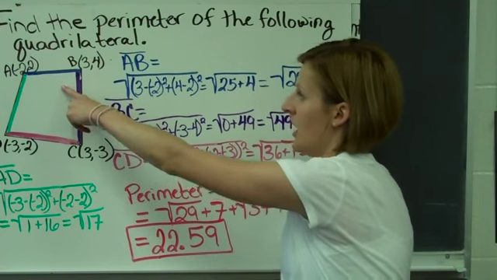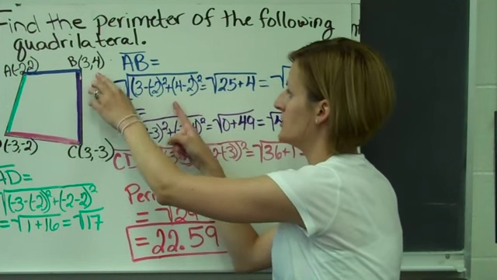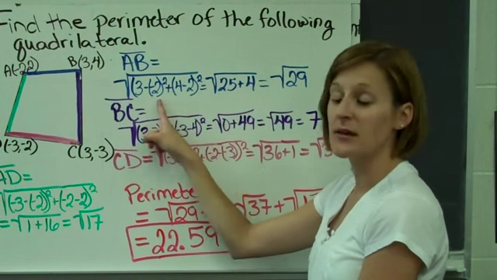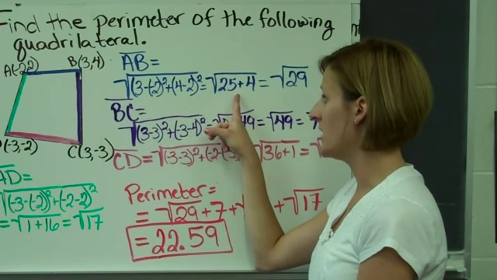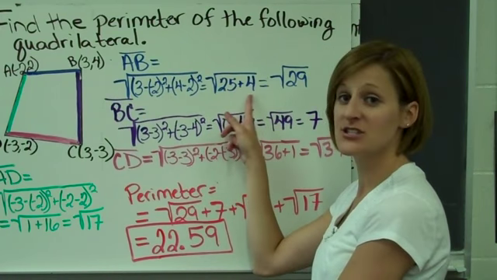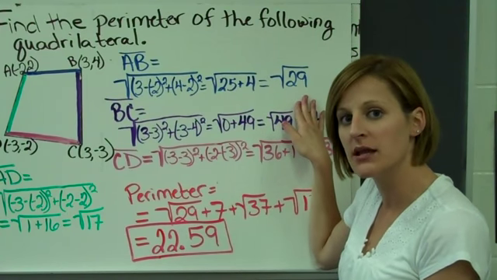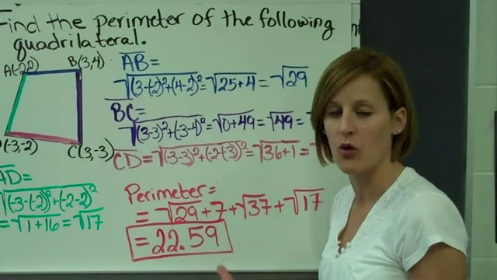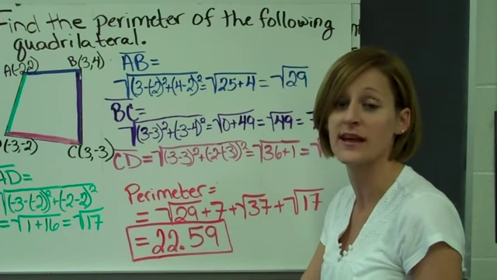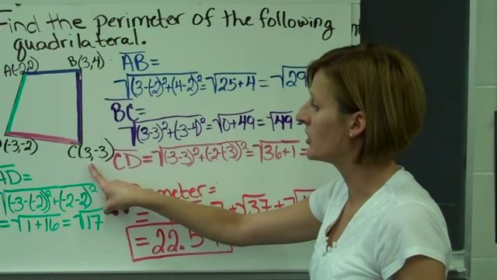So from A to B, I do 3 minus negative 2, and I square that. Then I do 4 minus 2, and I square that. 3 minus negative 2 is going to be 5. 5 squared is 25. 4 minus 2 is 2, square it, and you get 4. Add these two together, and we get the square root of 29. Now I'm going to leave that for now, the square root of 29, because when I add them all together, it'll give me a closer number to the true answer, so I'm not rounding really early.